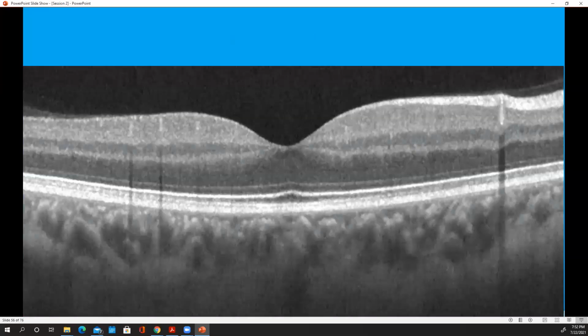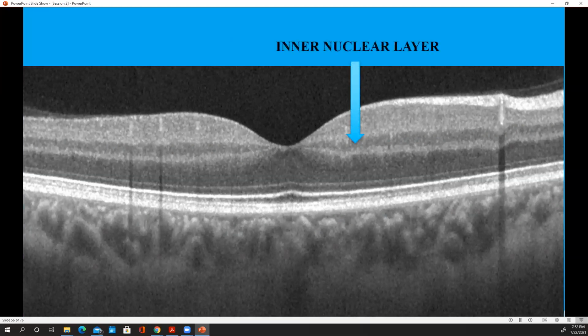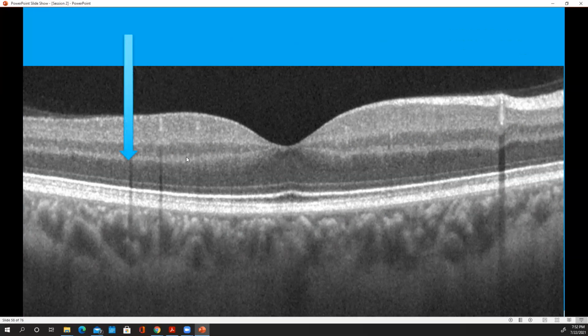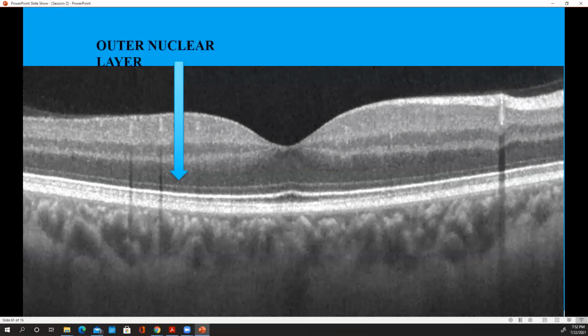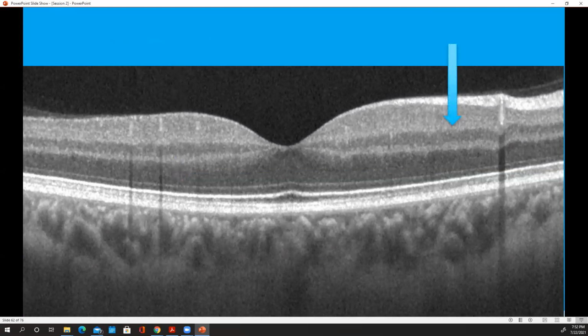Okay. One more time. Here we go. What's that one? That's inner nuclear layer. How about that one? Nerve fiber layer. How about that one? Again, this line here. Outer plexiform layer. How about that one? Ganglion cell layer. How about this? Vitreous. And then how about this? Outer nuclear layer. And then how about that one? Inner plexiform layer.